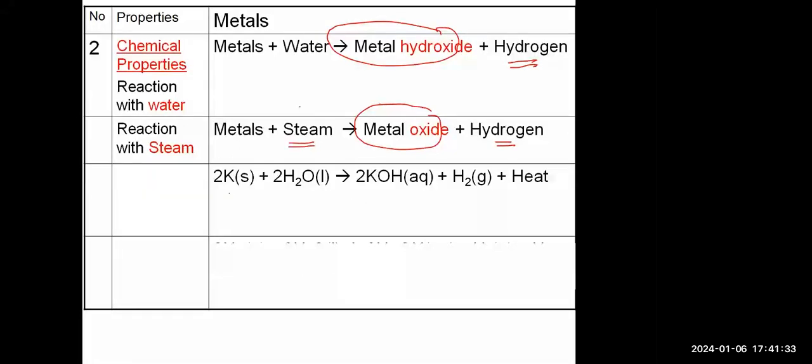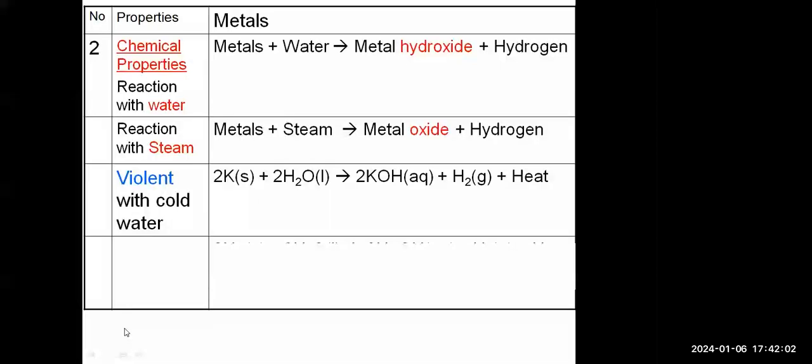So in this example you can see potassium reacting with liquid water, meaning at room temperature. So we got metal hydroxide along with hydrogen. And one thing, did you notice over here, a lot of heat was produced. So this is an exothermic reaction. Exothermic reaction means it gives out energy in the form of heat. This is a violent reaction with cold water. You don't need anything. You just put a piece of potassium in water and it will react violently.